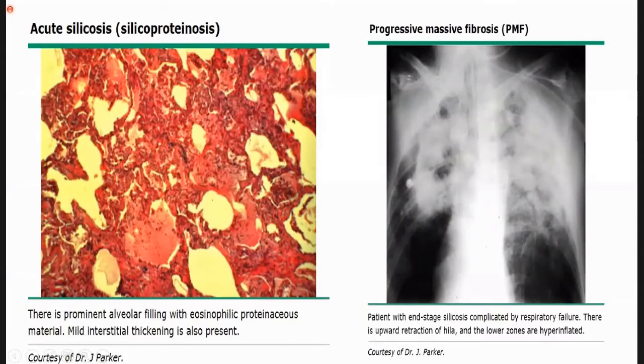Now, this is the picture of silicosis, which is due to silica dust. You can see prominent alveolar filling with eosinophilic proteinaceous material. Mild interstitial thickening is also present.